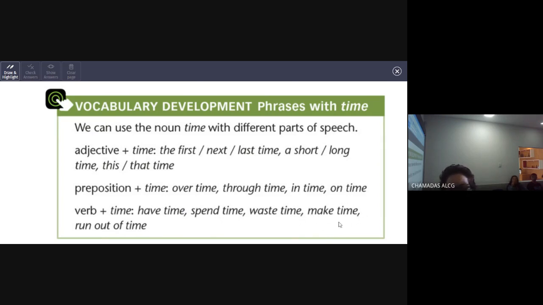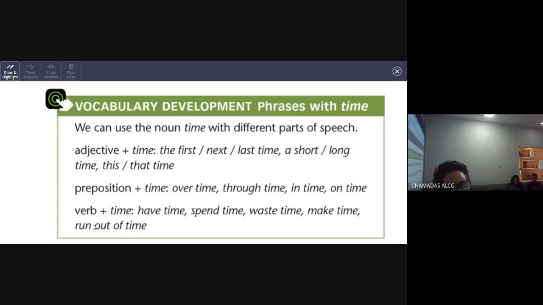Who knows the meaning of that? Make time is when you're a busy person, but you make time to do something important. Yes, it's an example, right? When you need to make time to do things.